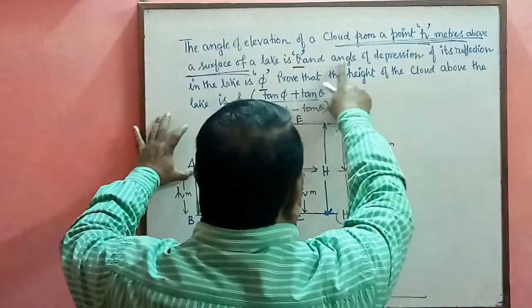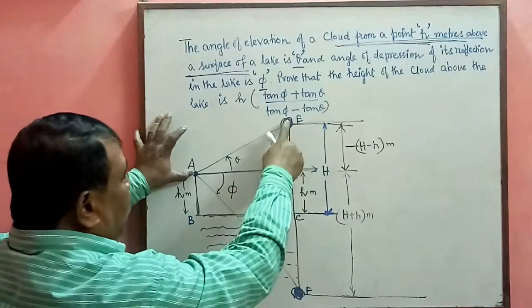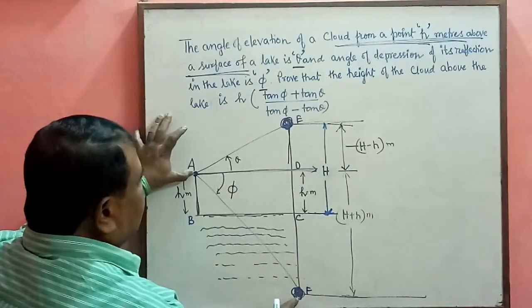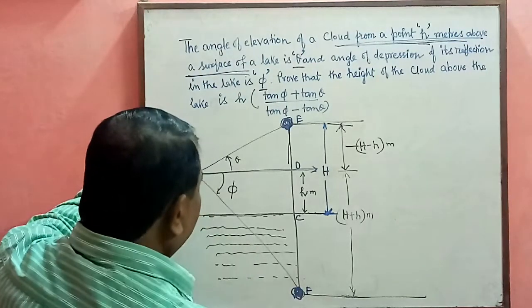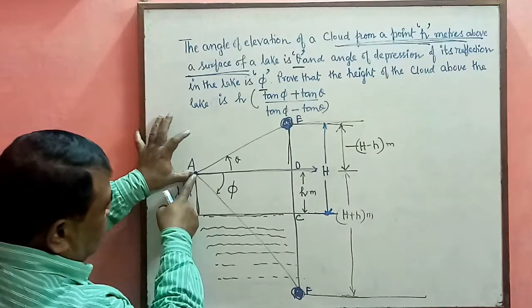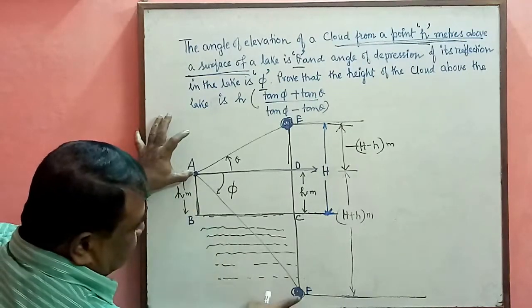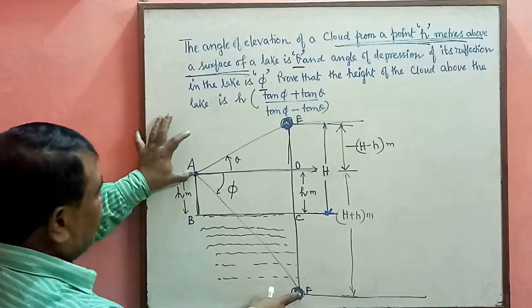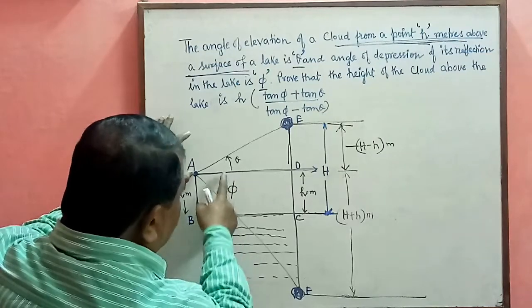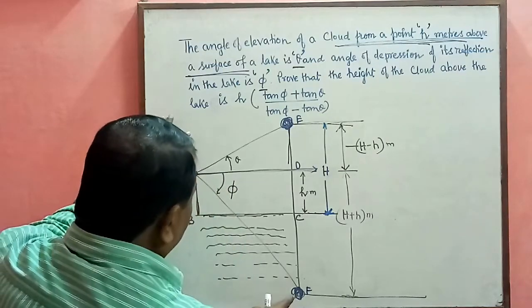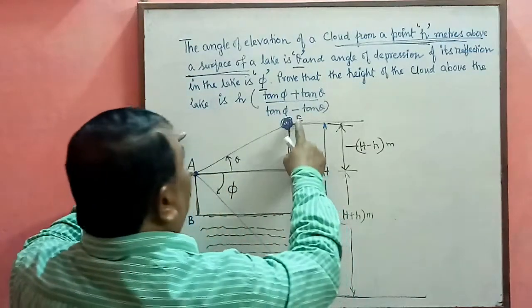Again, an angle of depression of its reflection. This cloud is again visible here in the lake, which is the reflected one. So this is the line. Again, we are drawing from the point of observation to the cloud here, and this angle with the horizontal is your phi, this angle of depression. So F is the reflection of the cloud E.